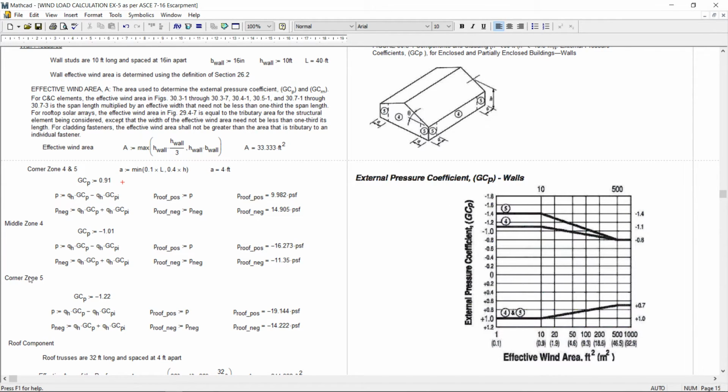And for negative values, when GCPi is negative, zone 4 and 5 have different values. So for zone 4, this GCp comes out to be minus 1.01. Zone 4 is somewhere here, a little bit higher, so that's why 1.01. And for zone 5 it is almost minus 1.22, a little higher than this ordinate 1.2, so 1.22.